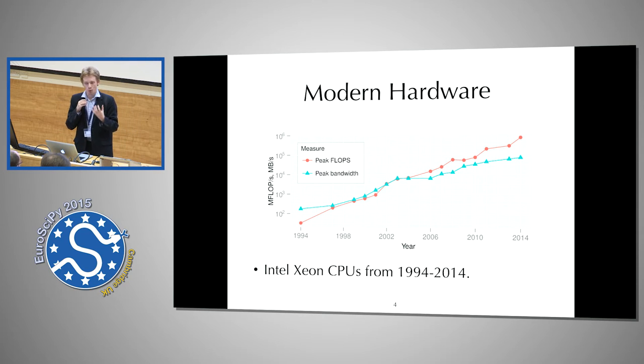And this is really important if you're going to design an HPC code, because algorithms that were efficient 20 years ago probably aren't going to be efficient now, just because the limiting factor has changed. Computation is now relatively cheap, and what's expensive is moving data.